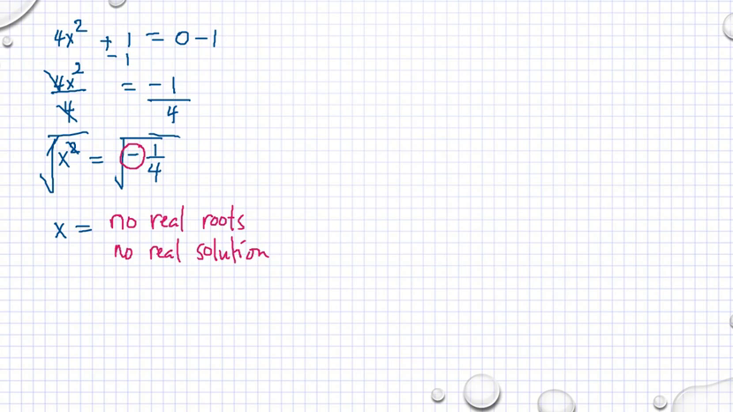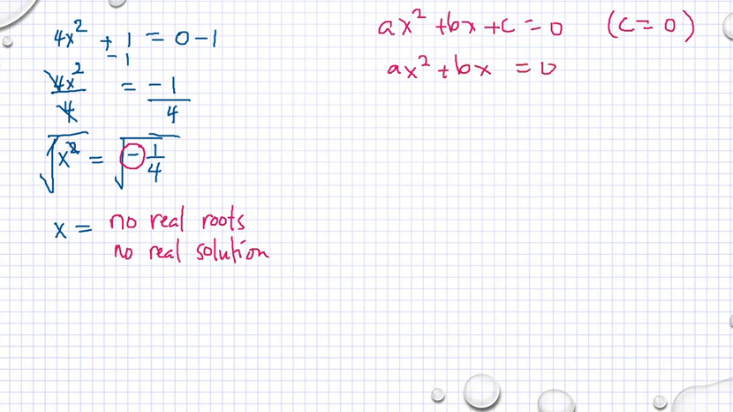I hope you learned something in this lecture. In my next video, I will be discussing solving quadratic equations when c is equal to 0. That means ax squared plus bx plus c is equal to 0, when c is equal to 0, it looks like this. And there is another way to solve that.